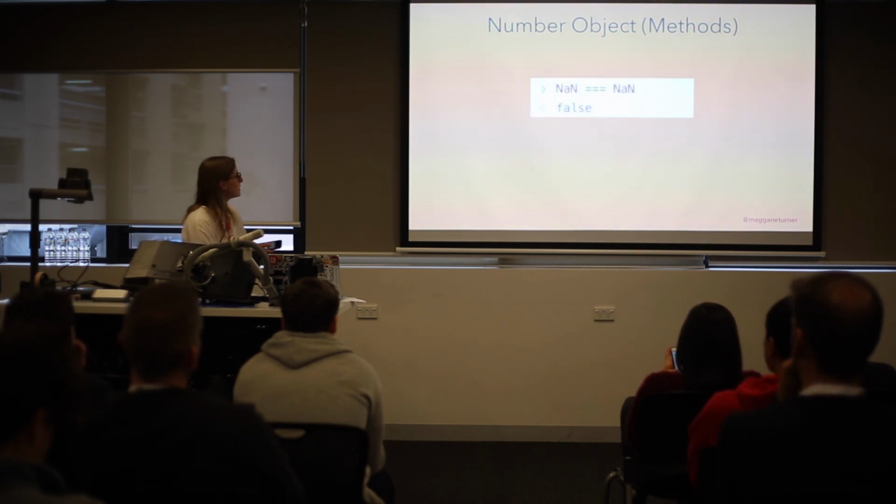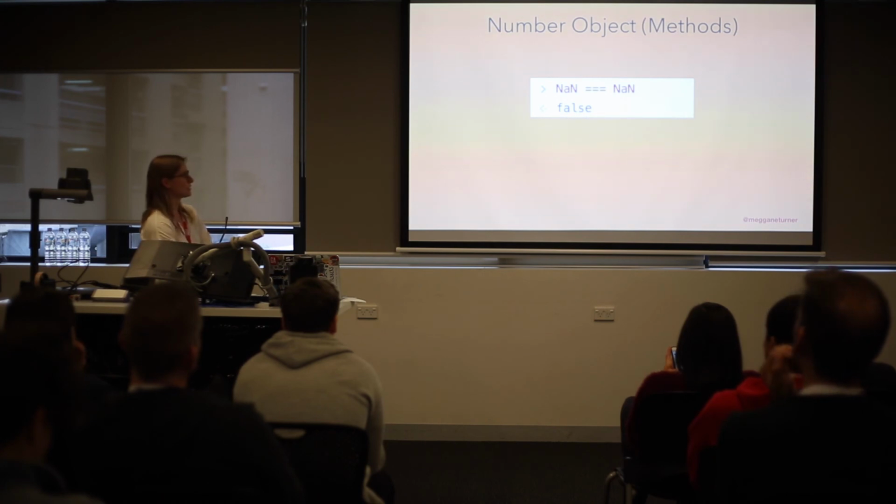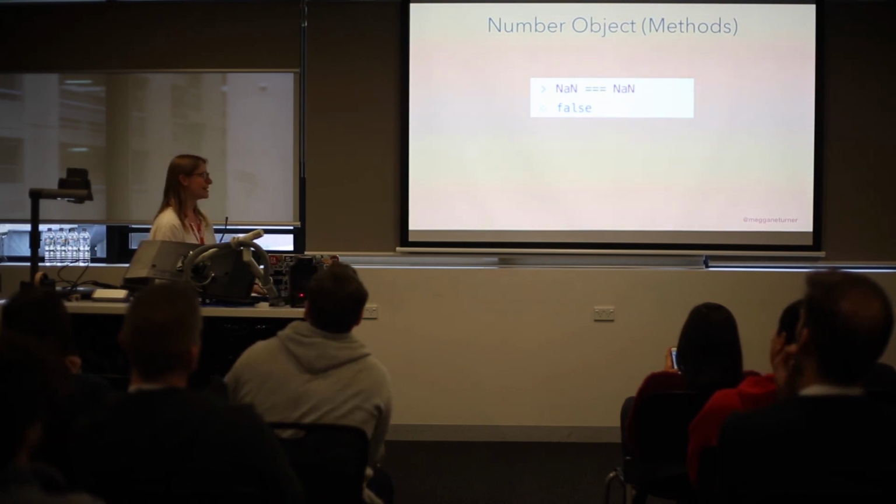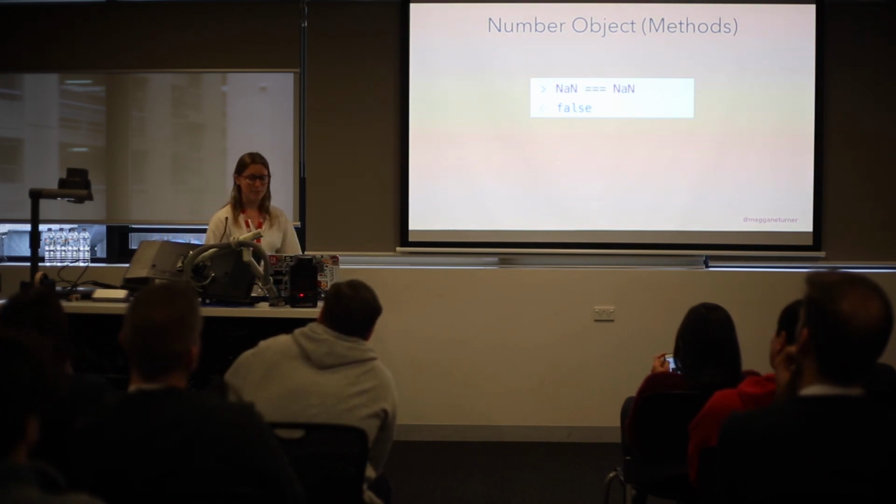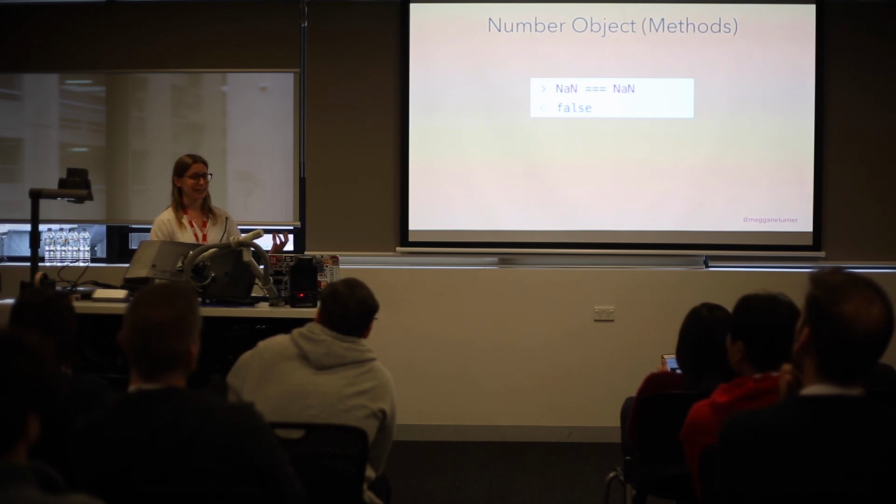More methods. Methods. So things that we can actually compute. So you might know that NaN does not equal NaN. People like to joke about this as well. But it's actually a really good thing because we want NaN to propagate errors.